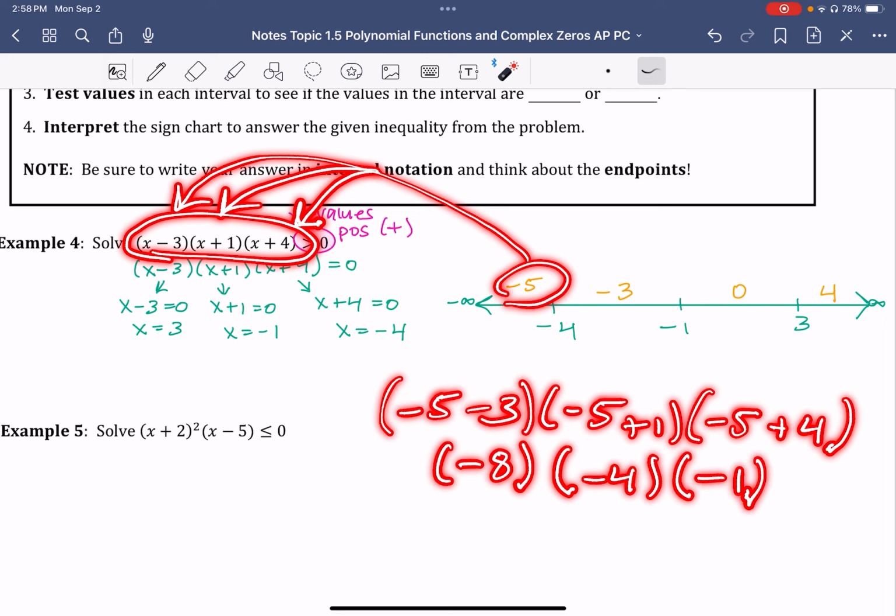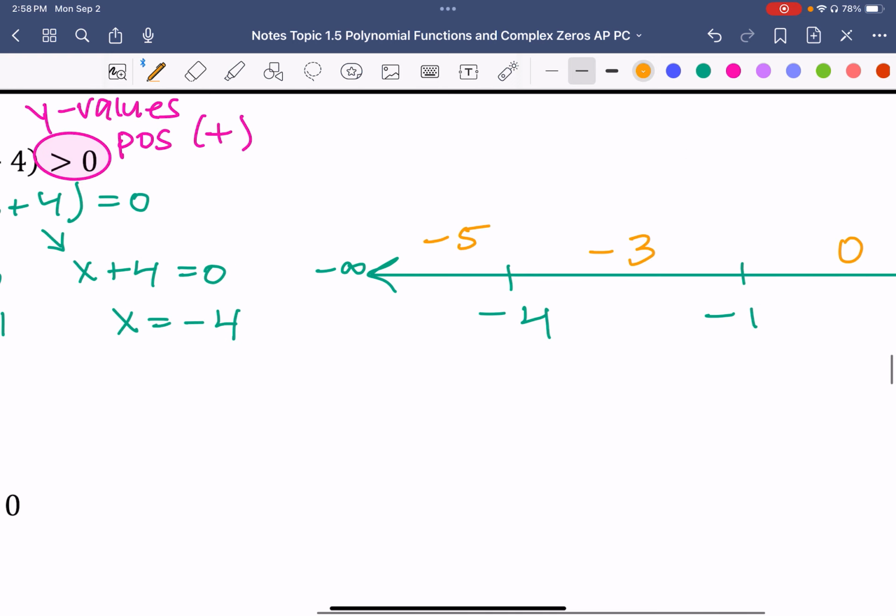You see how all 3 of these are negative? What I'm going to do is annotate that by just writing 3 negatives down here. Now, when you multiply 3 negatives together, you are going to have a negative number, okay?